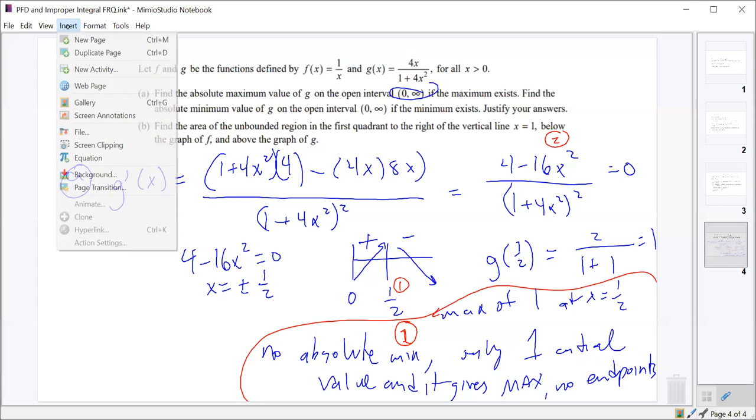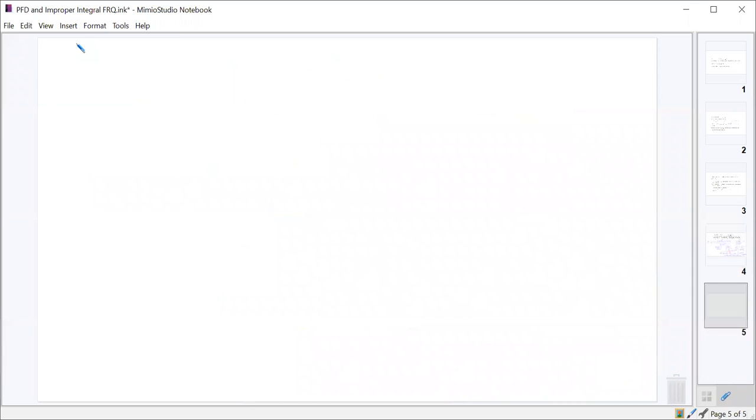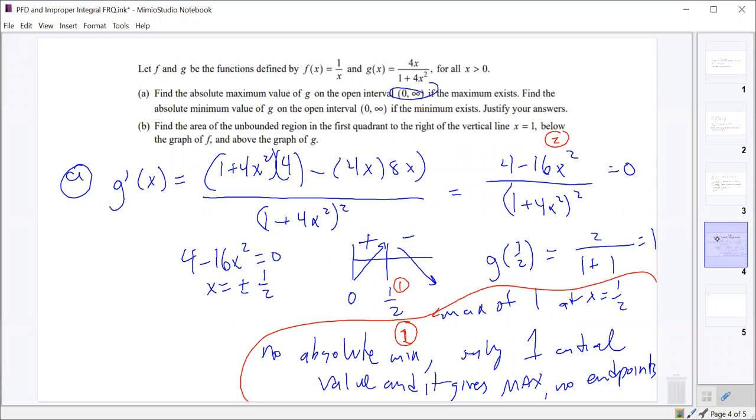All right, so then the second part asks us to do some actual BC improper integral stuff. We want to find the area of the unbounded region in the first quadrant to the right of x equals 1, below f, and above g. And so we need to do an integral from 1 to infinity of the upper function, which is f, minus the lower function, which is g.